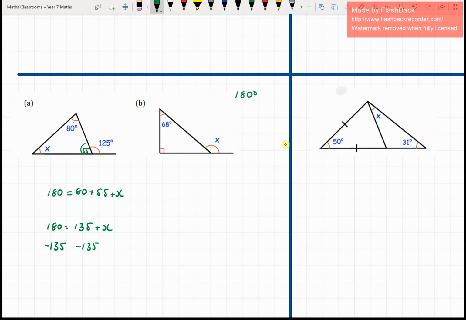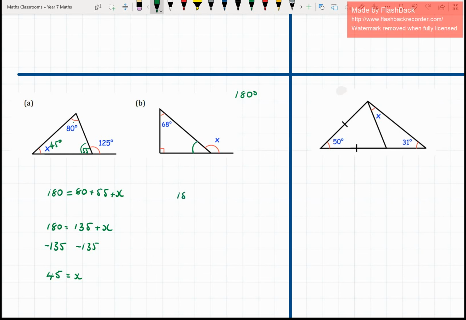Okay, and as you can see there, if I did that, I would have 45 left. Okay, 45 left. So x is going to equal 45. On this one, I need to find this angle here. Okay, how would I work that out?